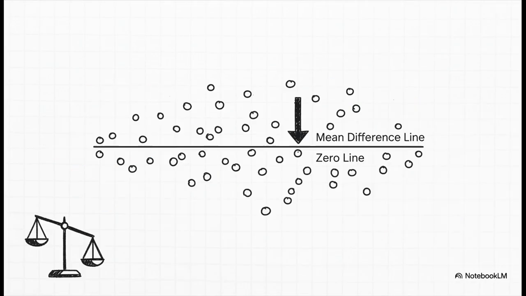Clue number two is about finding a hidden bias. Look at that middle line we drew, the mean difference. Is it sitting right on 0, or is it floating above or below? If that line isn't at 0, that's a huge tell. It means one of your methods is consistently measuring higher or lower than the other one. It's a systematic error, clear as day.